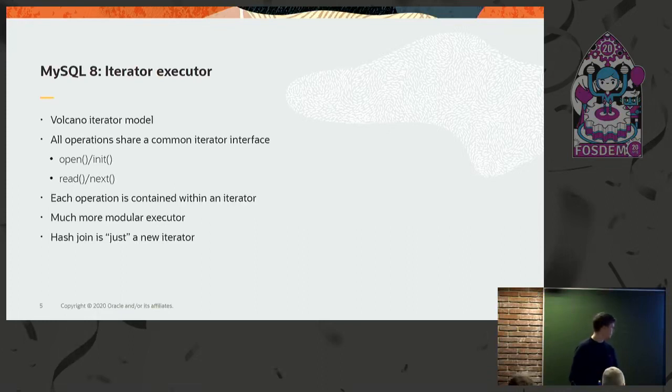So by having this new executor, hash join was just a new iterator. Of course, there are some details around it. And there are other features now as well, which stem from this new executor. Explain analyze is one of them. We have a new tree-based explain output, which is also very nice, and thanks to this new executor.